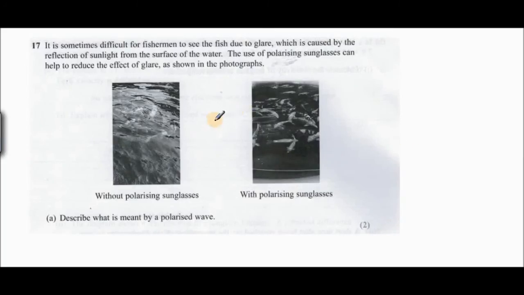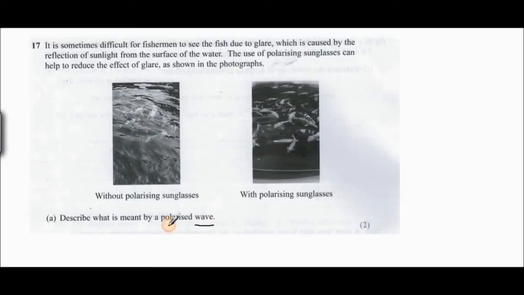Question number 17. It is sometimes difficult for fishermen to see the fish due to glare, which is caused by the reflection of sunlight from the surface of the water. The use of polarizing sunglasses can help to reduce the effect of the glare as shown in the photographs. Without polarizing and with polarizing, we can easily see the fish. Describe what is meant by a polarized wave.